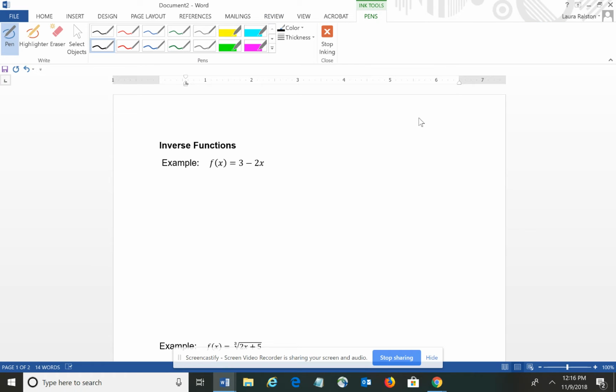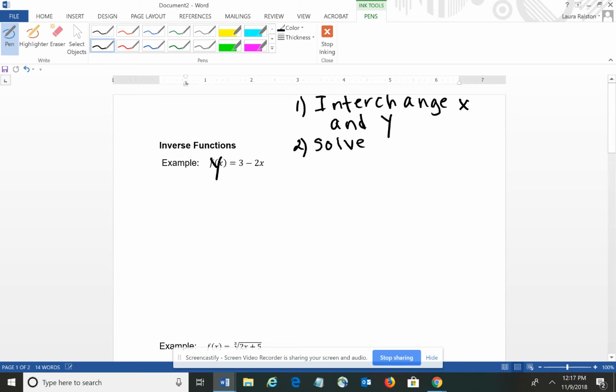The first step in finding the inverse is we interchange x and y. Now remember that f of x is the same thing as y. So in the first step, we want to interchange x and y, and then secondly, we want to solve that resulting equation for y.